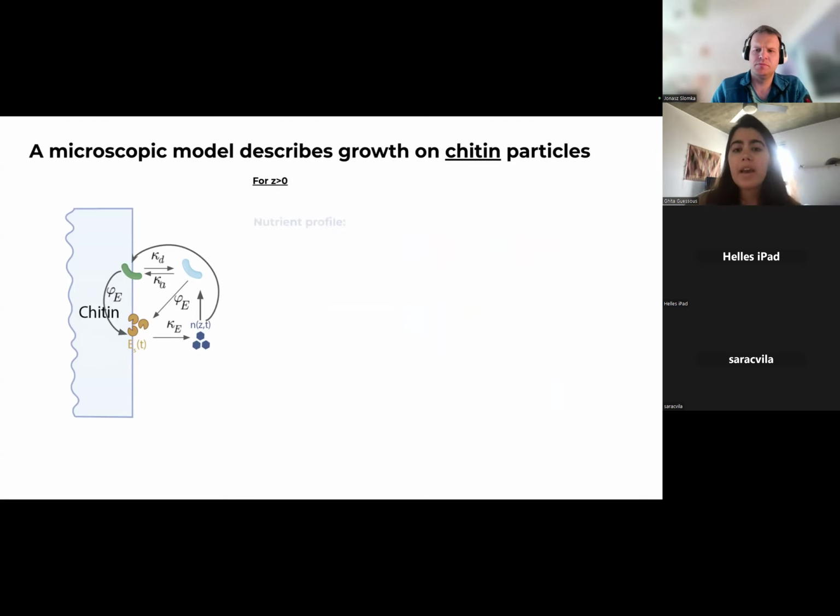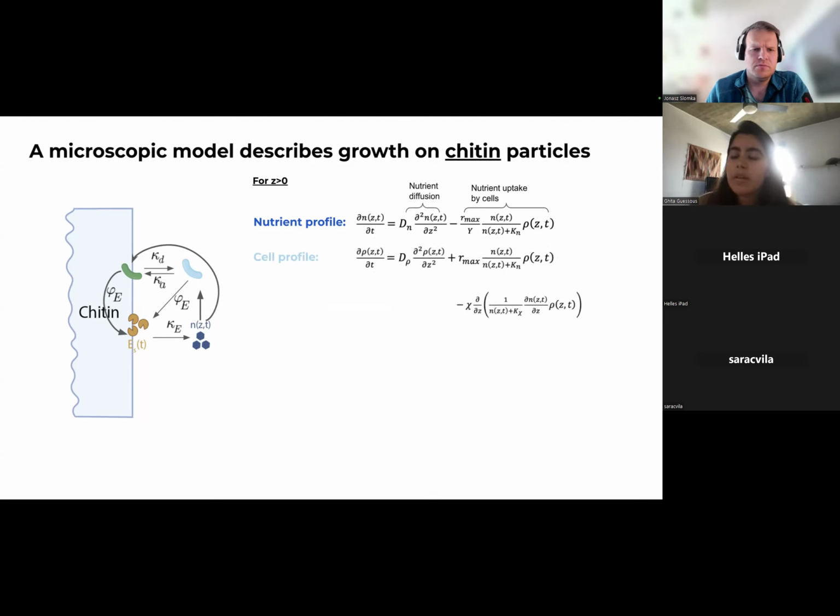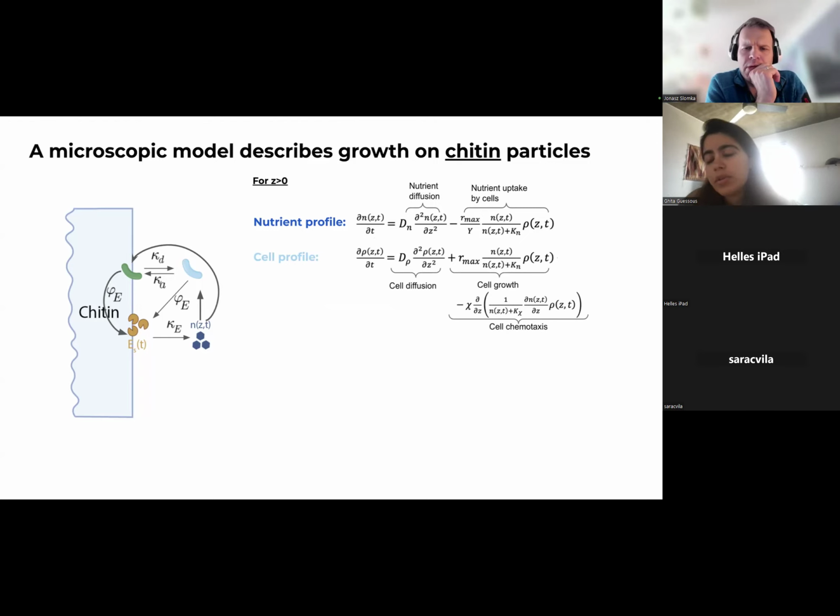And so we can write down a ton of equations that I'm just going to flash, happy to discuss the details of some of these, but I also want to draw attention to some important details of how we're formulating the equations. So we have a nutrient profile that includes both diffusion and uptake by the cells, and a cell profile that includes diffusion, cell growth, as well as cell chemotaxis. I want to draw your attention to the fact that the chemoattractant in our case is also the nutrient, and we know this to be true for the bacterial strains that we are studying.